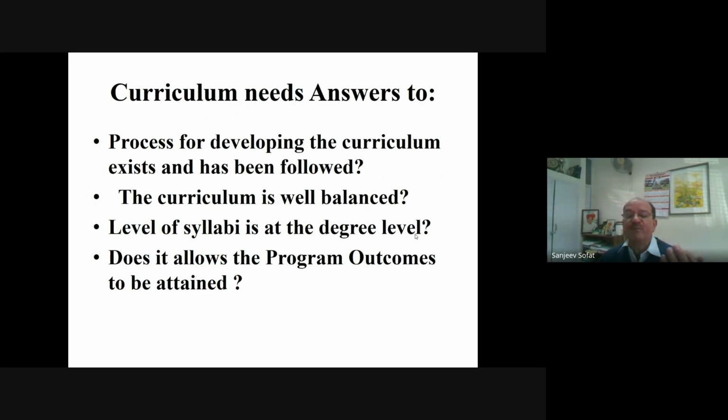So if I'm developing any curriculum, the institute needs to answer this: what sort of process is there for development of a curriculum? Is there some process which exists? Has it been followed? I can imagine there can be a process, but are we sacrosanctly following that particular process or not? Then another aspect we try to find out is whether the curriculum we are looking at is balanced or not.